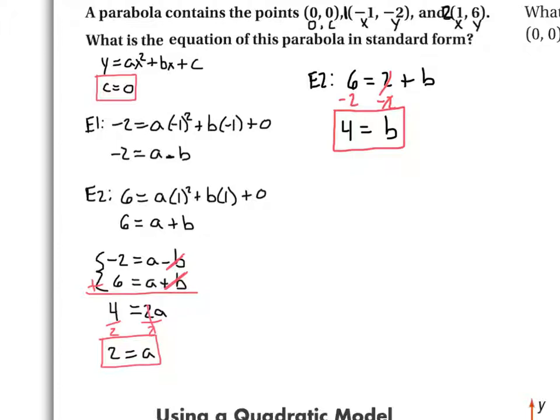So we can plug them into standard form to write the equation of our parabola. We get 2x squared plus 4x plus 0, and I don't need to write that last part.